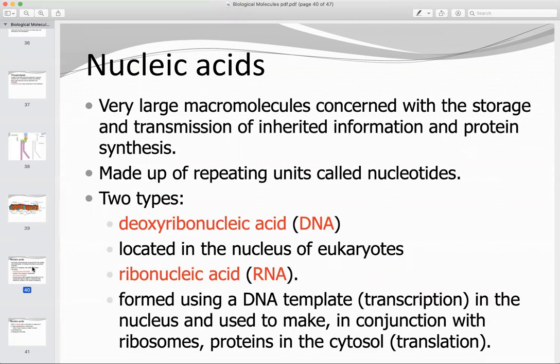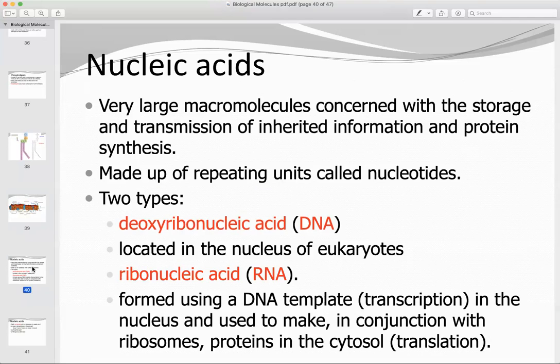Nucleic acids are very large macromolecules that are concerned with the storage and transmission of inherited information and protein synthesis. So we are talking about DNA and RNA as our examples of nucleic acids. There are two types, DNA and RNA. We know that DNA is the form of genetic material that is transmitted from parent to offspring. We know that DNA is located in the nucleus of the cell.